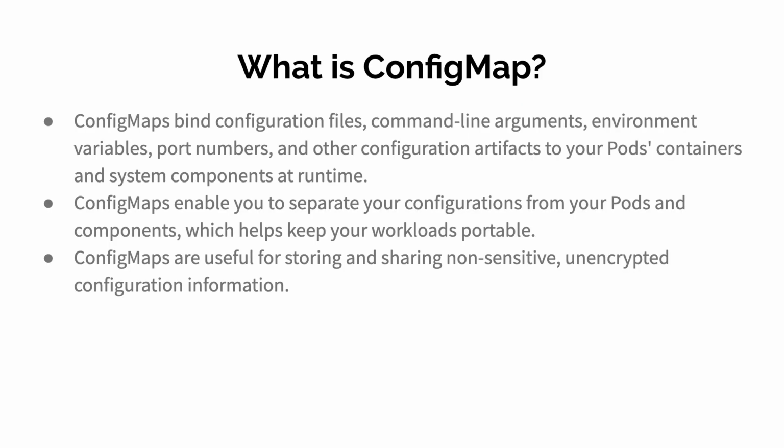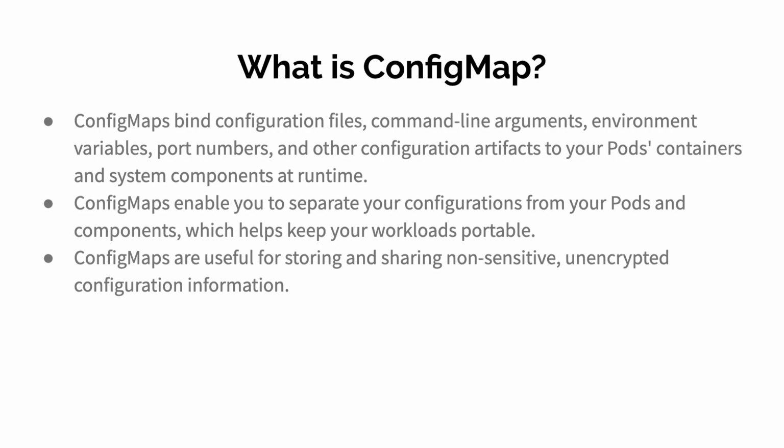Let's get started. So what is ConfigMap? ConfigMap is a way to bind configuration files, command line arguments, or any environment variables to a running container inside the pod, and it can be mapped at runtime by Kubernetes. Now, how does it help? It helps you separate your configuration from your pod, and you can easily manage your workload in a portable way. ConfigMap can be used to store non-sensitive, unencrypted data.